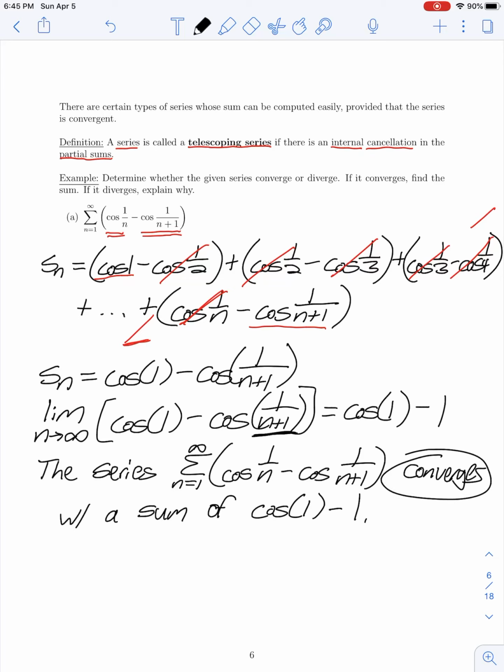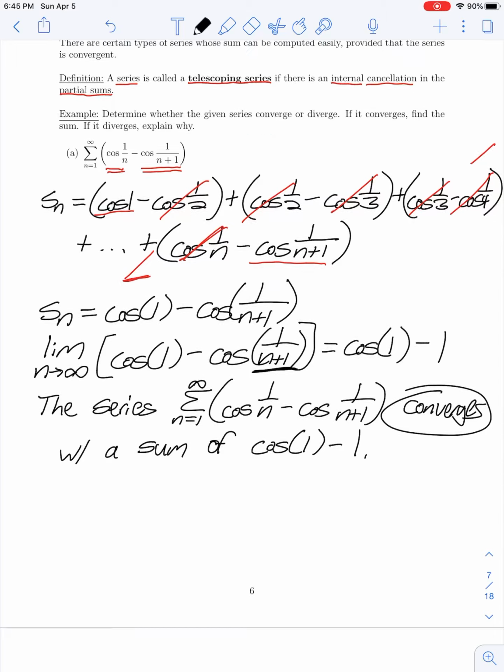All right. So here, this first example illustrates why we're calling it a telescoping series. These internal series are collapsing on each other or canceling each other out, and we're left with just a few terms in the partial sum, which we can then take a limit of to determine convergence or divergence for the series. So let's look at another one.